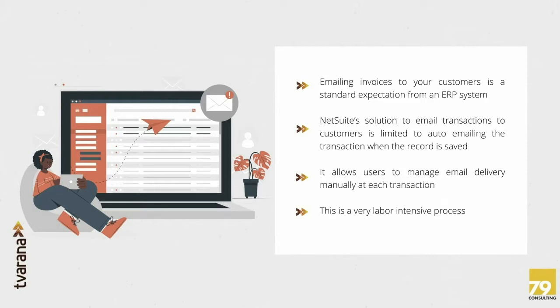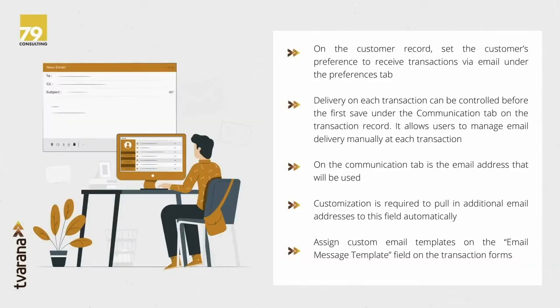Let's review the options available for you to configure the native transaction emailing features in NetSuite. On the customer record, you can set the customer's preference to receive transactions via email under the Preference tab on the record. You can also set up a system-wide preference so each new customer will have their communication preference set to email upon creation. You can control the delivery on each transaction before the first save. This is under the Communication tab on the transaction record.